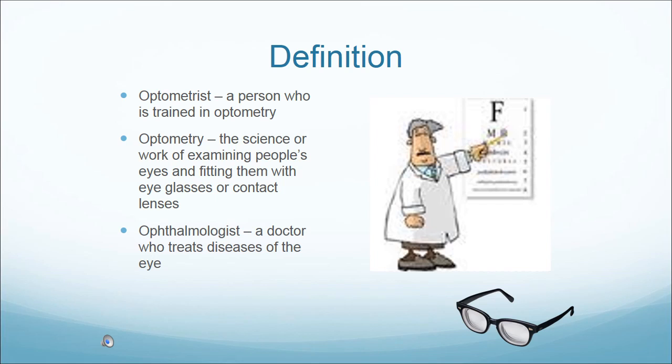A referral can be made to either an optometrist or an ophthalmologist, depending on the condition and the type of follow-up that is needed. An optometrist is a person who is trained in optometry, the science or work of examining people's eyes and fitting them with eyeglasses or contact lenses. An ophthalmologist is a doctor who treats diseases of the eye. Remember, it is vital to refer all possible vision problems when a child is still young, school age or younger, to provide early intervention and treatment if needed.